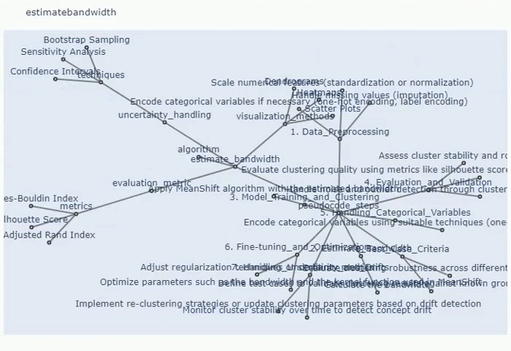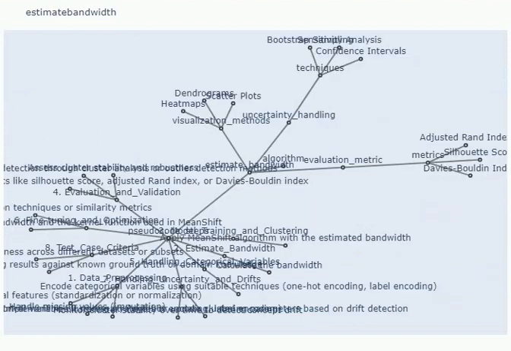Encode categorical variables if necessary. One-hot encoding. Label encoding. Details: convert categorical variables into numerical formats suitable for clustering algorithms. Scale numerical features: standardization or normalization. Details: standardize features to have zero mean and unit variance or normalize them to a fixed range.